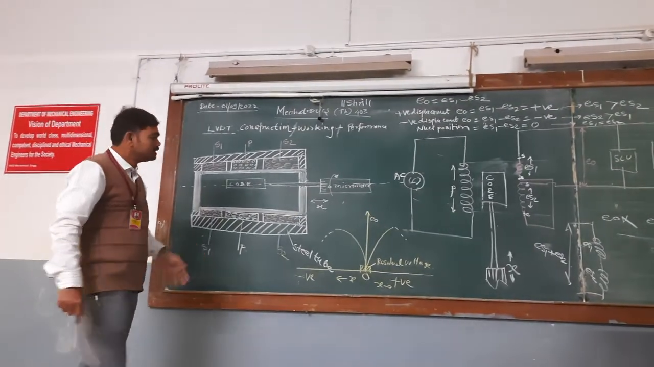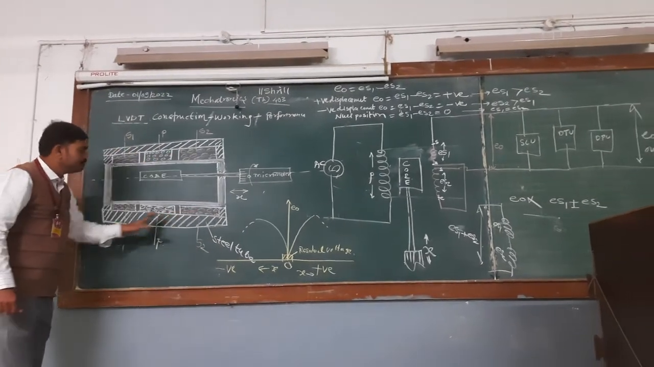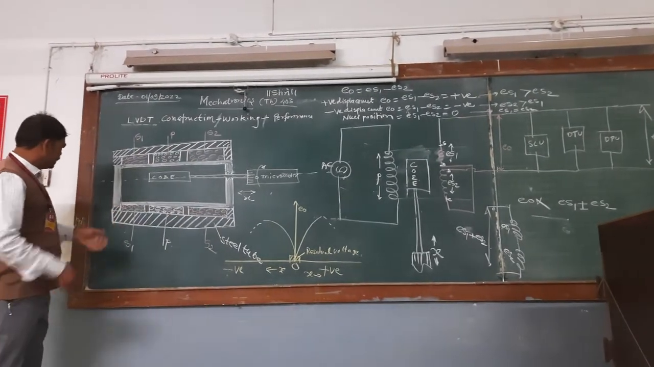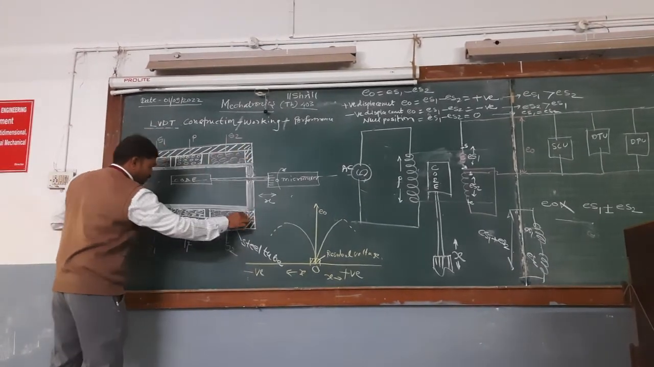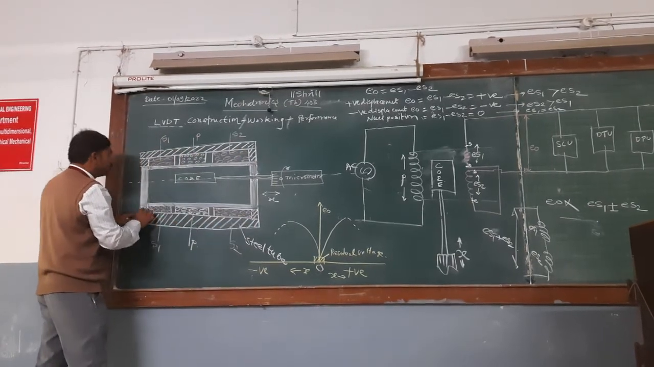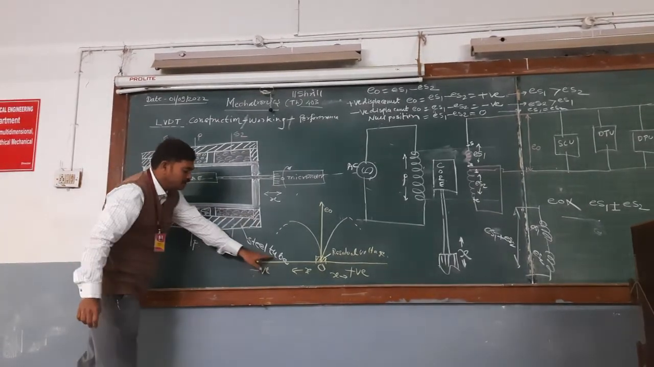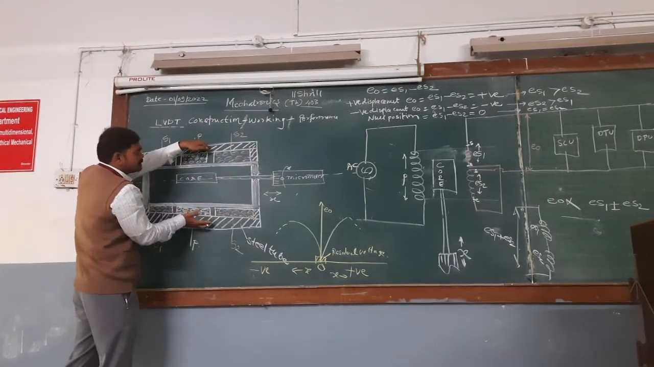Okay. Now let us move to the construction side. Observe this diagram properly. If you observe the outer part, that is the hatched line, this is a steel tube. This LVDT core is housed in a steel tube.